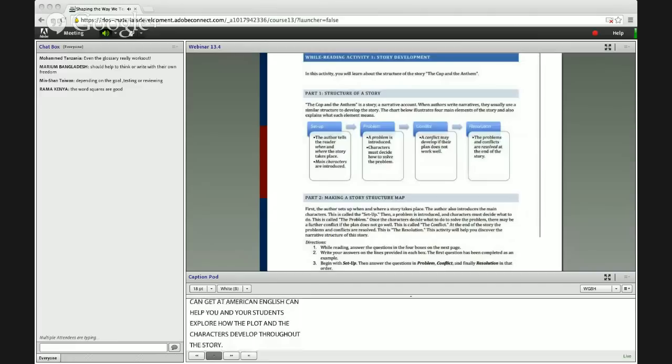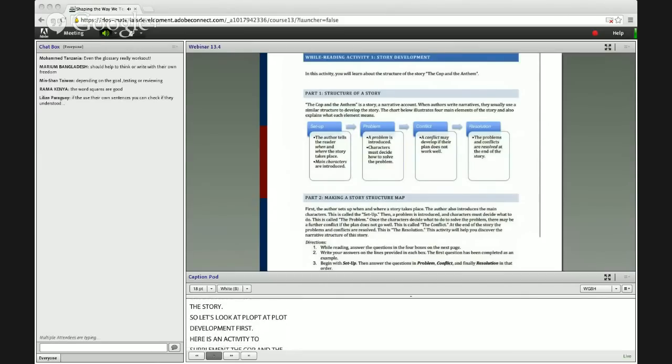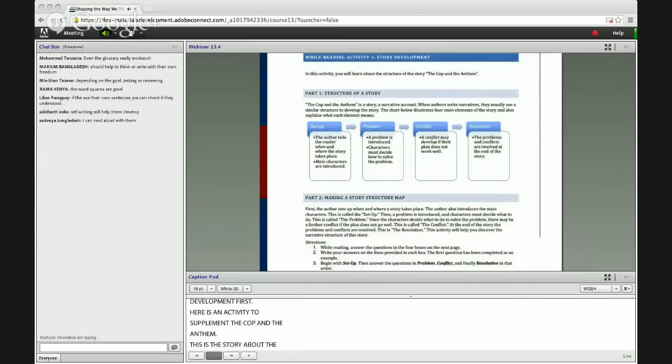Here is an activity to supplement The Cop and the Anthem. Remember, this is the story about the homeless man who wants to go to prison, believe it or not. Remember some of this irony or grim kind of sense of humor of O. Henry. He wants to go to prison where it is warm and where he can be fed. So in this activity, students are exploring the setup, the problem, the conflict, and the resolution that are part of most narratives.